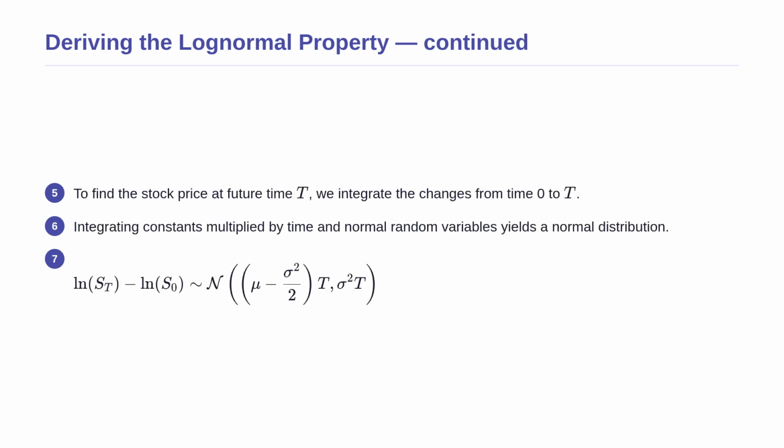Moving forward with our derivation, we now have an equation for the tiny change in the natural logarithm of the stock price. To find the stock price at a specific future time t, we must add up all these tiny, instantaneous changes from today, which is time 0, up to time t. In calculus, adding up continuous changes is done through integration. Because the right side of our equation consists of constants multiplied by time and a sum of normal random variables, the result of this integration will inherently be a normally distributed random variable. This mathematical reality is what guarantees the shape of our final distribution.